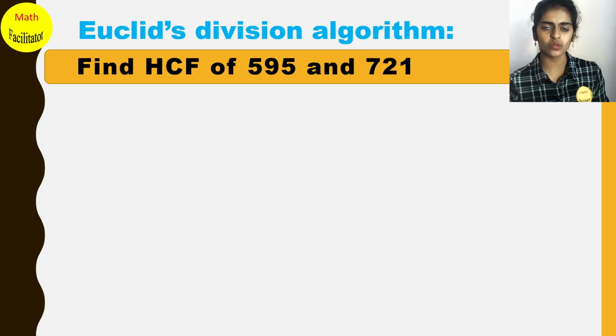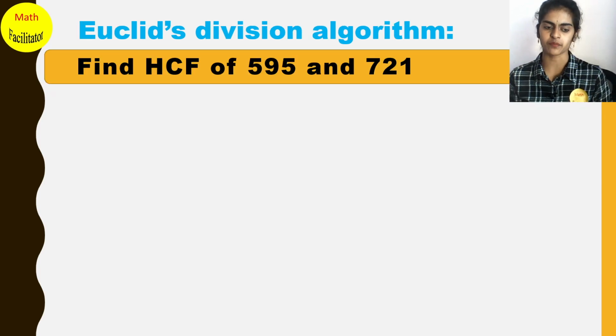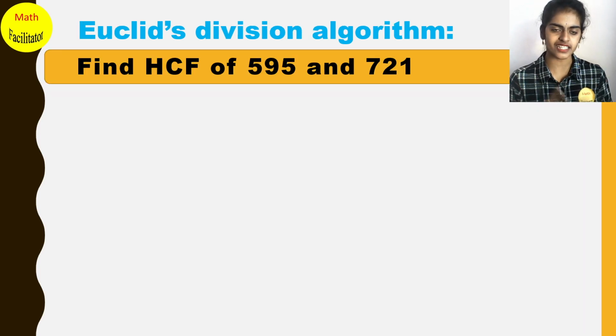Chalo, let's move on to the next part of Euclid's division lemma. There is an application of Euclid's division lemma. You can find the HCF, highest common factor, using Euclid's division lemma. Clear? So how do we do that? We use Euclid's division algorithm.